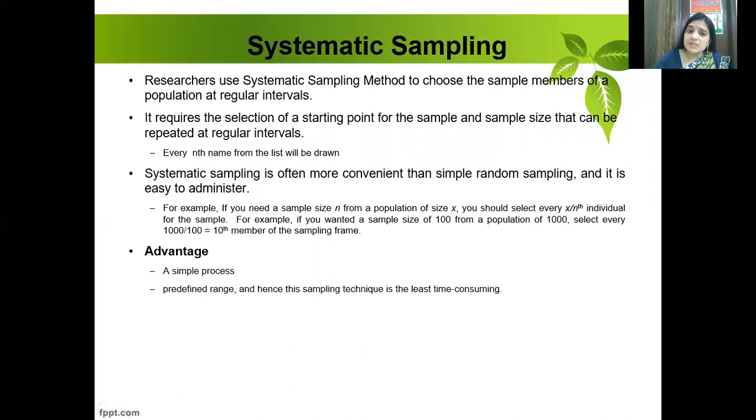Advantages: it is a very simple process, and a predefined range is there, and hence this sampling technique is the least time consuming. When we discussed the random sampling method, we included 1,000 chits, and we were supposed to take out 100 chits, right? It was a little more time consuming than deciding it systematically. Like, you can choose every 10th employee of the company from those 1,000 people.